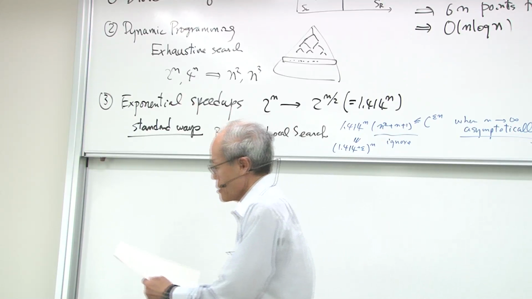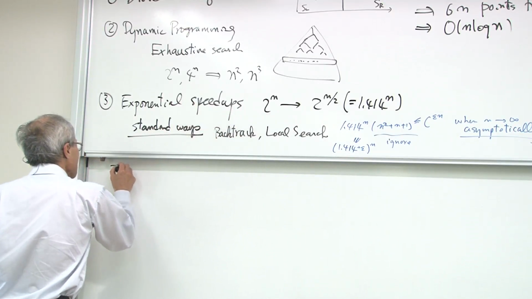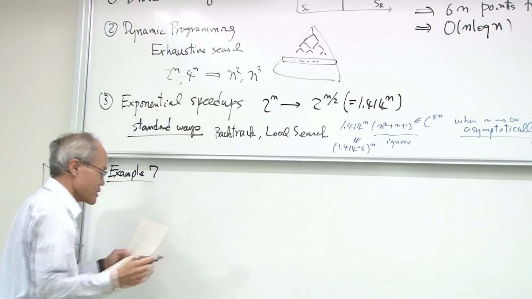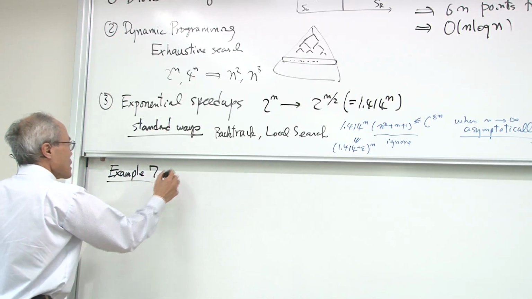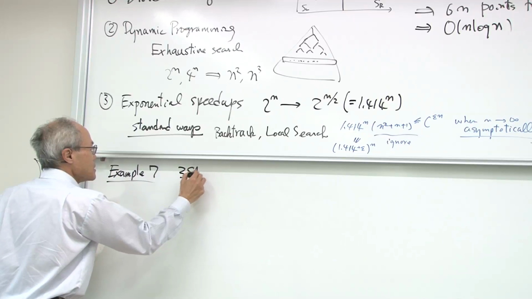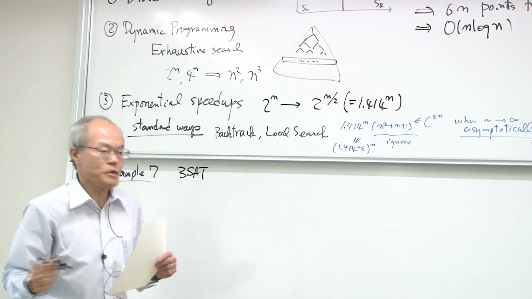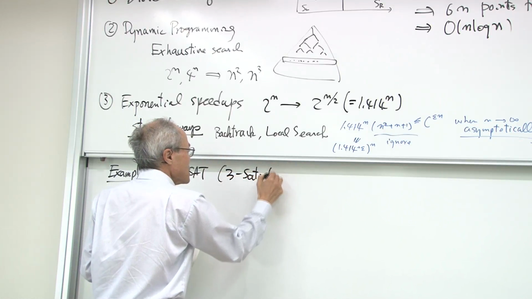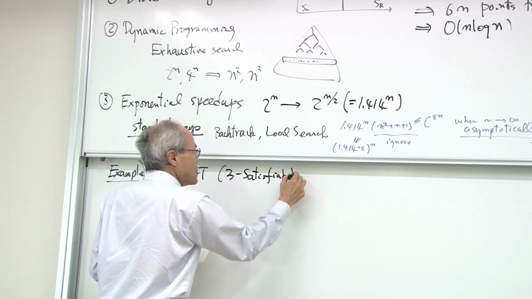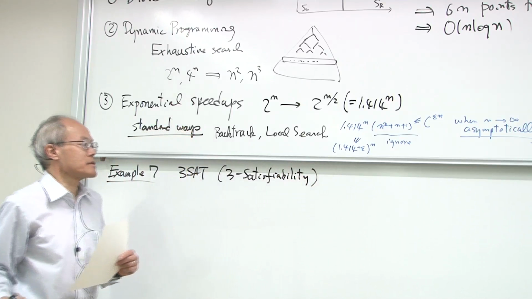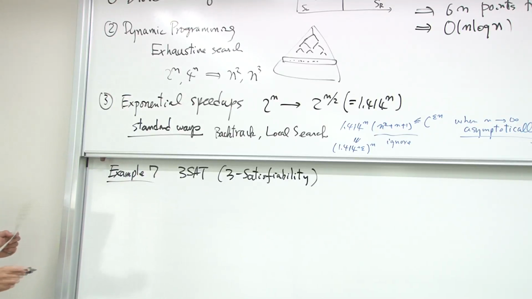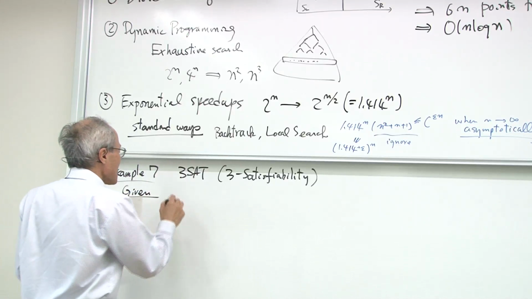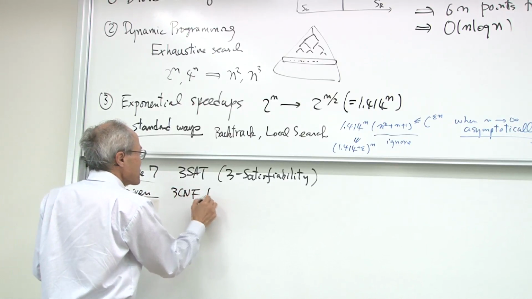Now, today's example, 7. I hope the number is correct. It's called 3SAT. SAT is satisfiability. 3-satisfiability. Okay. Given a 3CNF formula.